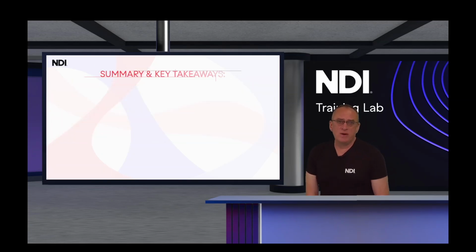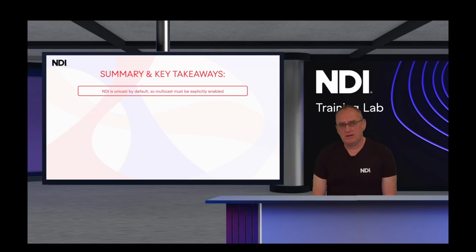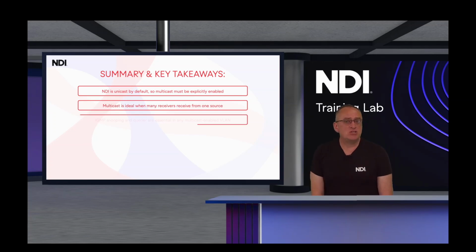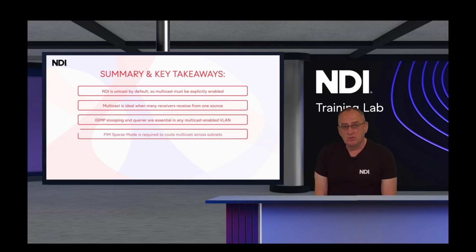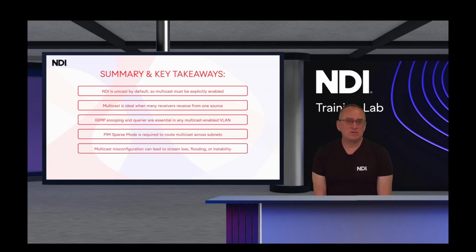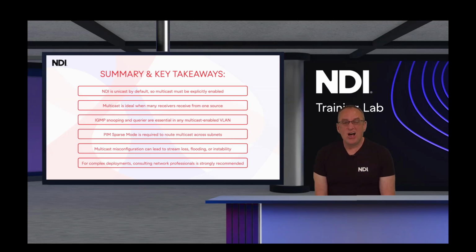So some key points to take away. NDI is unicast by default, so multicast must be explicitly enabled. Multicast is ideal when many receivers receive from one source. And IGMP snooping and querier are essential in any multicast-enabled VLAN. PIM sparse mode is required to route multicast across subnets. Remember, multicast misconfiguration can lead to stream loss, flooding, or instability. And for complex deployments, consulting network professionals is highly recommended.